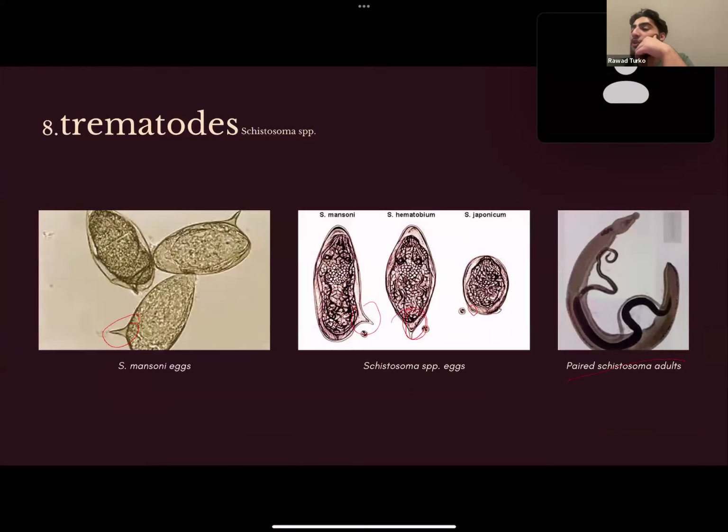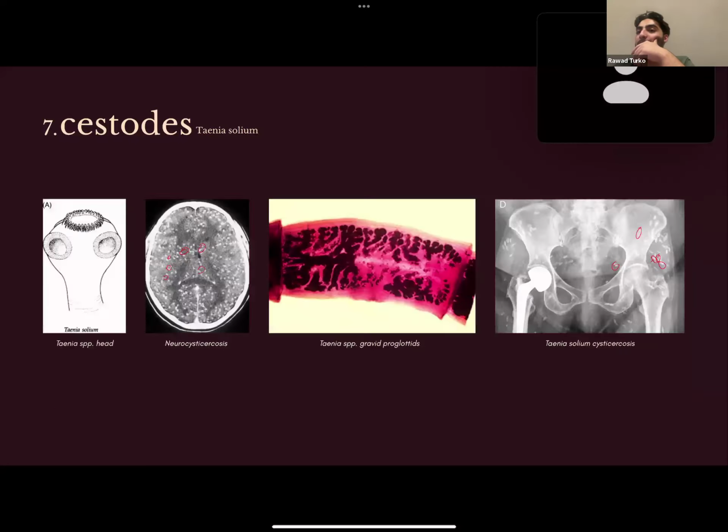And these are the paired Schistosoma adult worms, obviously. Do I have any questions about trematodes or cestodes? Anything about flatworms?